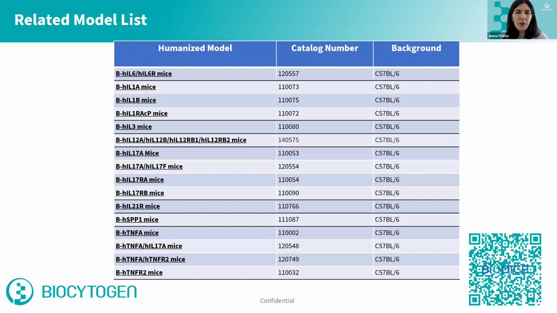So in addition to the few humanized models I introduced throughout the presentation, I wanted to show a more comprehensive list of humanized cytokine models that are directly relevant to the diseases presented today. So you can see that we have several models in the IL-6, IL-1, 3, 12, 17, 21, SPP1 for migration studies, and TNF families for you to explore your novel anti-cytokine therapies. And for a full list of our models, you can scan the QR code here to download the catalog from our website.